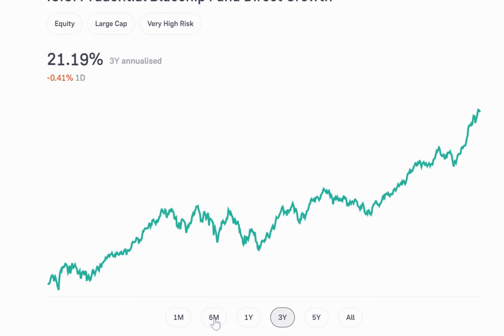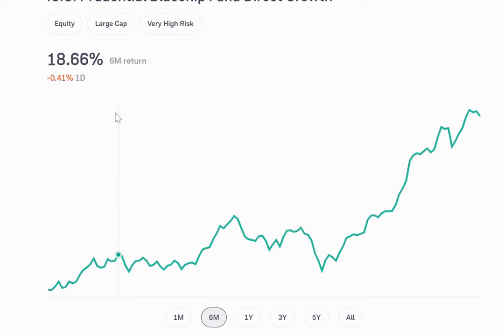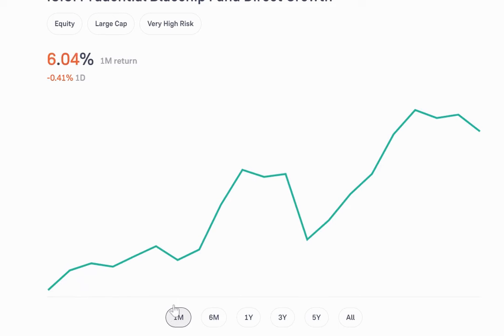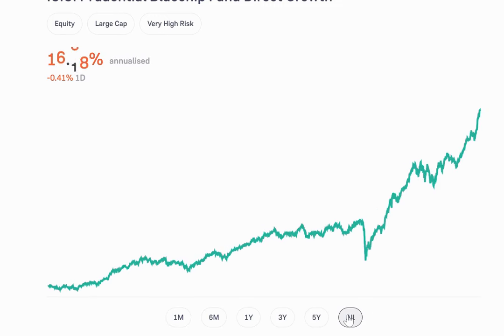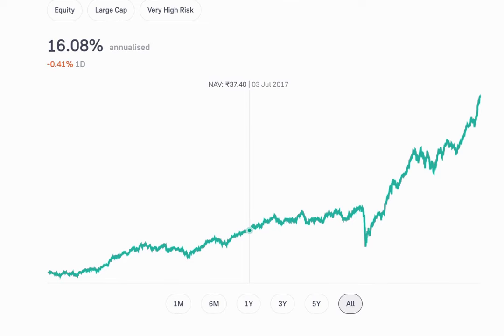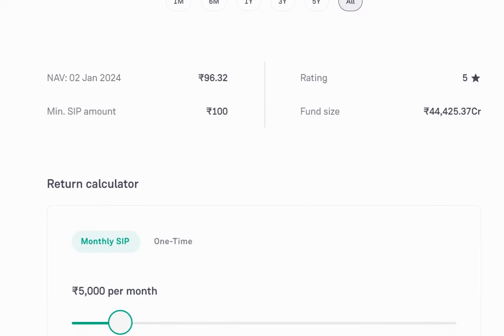When we come to a short time period, 6 months, it has shown returns of 18%. We can also check for 1 month, 5 years, and from the start of this mutual fund. It started in 2013, and from that time it has shown an average of 16% per annum growth rate. Let's see what more things we need to consider while selecting mutual funds.